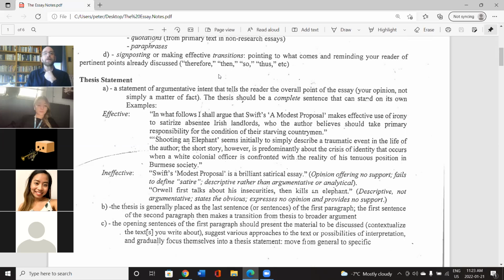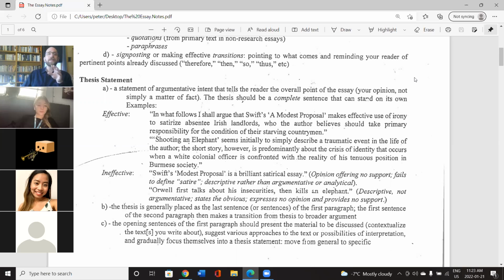The thesis statement should be a complete sentence. It could be two sentences, two related sentences that can stand on its own. I'm going to give you a couple of examples of effective and ineffective thesis statements. Now, these are about texts that are unrelated to the text we're reading in this course this year. This is for another course I taught.